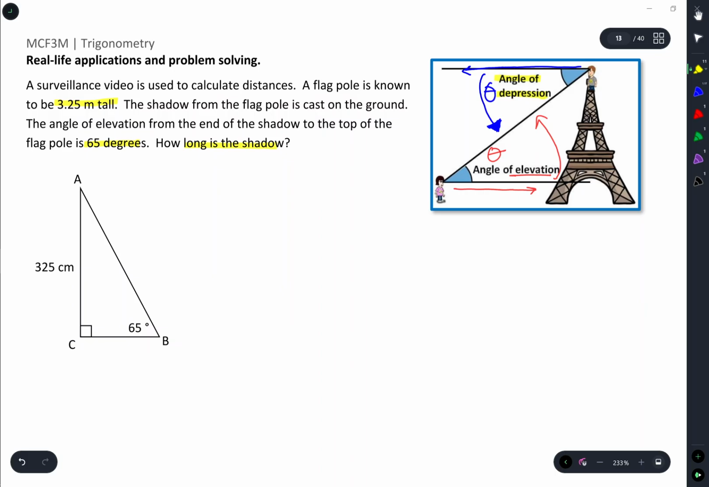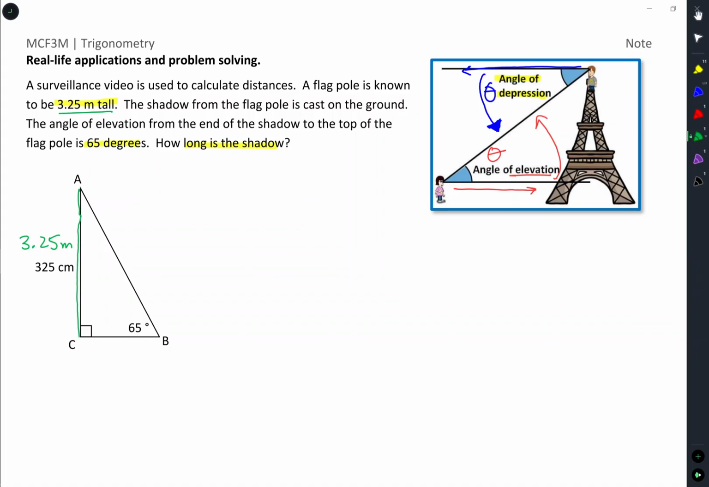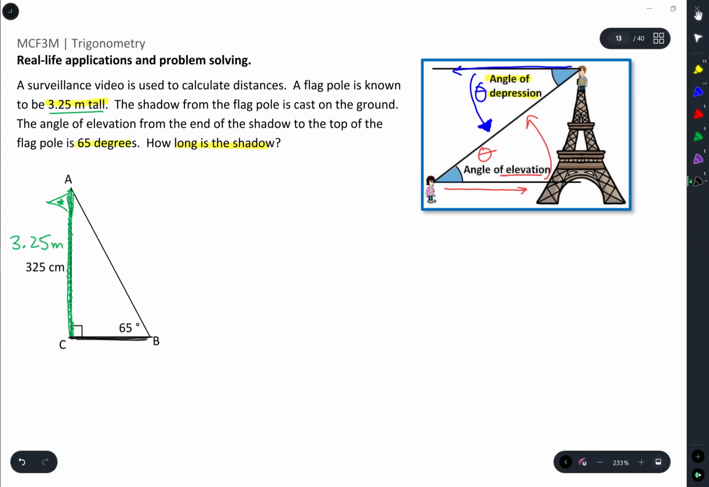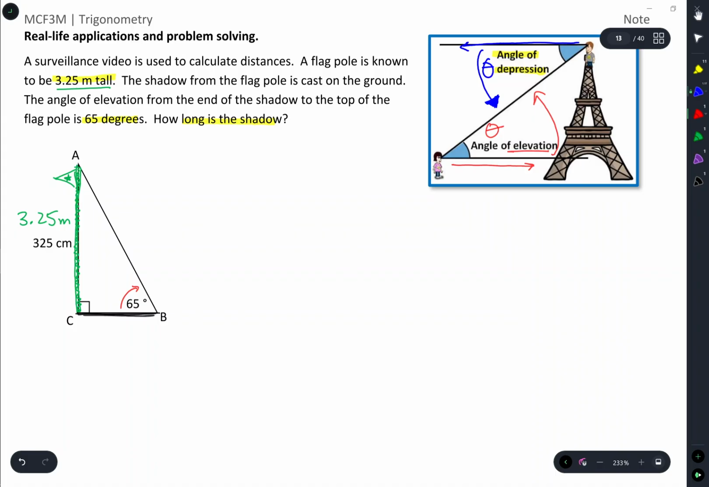So here's our sketch. It says that the flagpole is 3.25 meters tall. So that makes this vertical side of the triangle our flagpole. And in true Mario Brothers fashion, we will put up a little Mario flag. It also mentions that there's a shadow. So this is our shadow along the ground, along the bottom. And the angle of elevation, horizontally looking up, is the 65-degree angle. We want to know how long the shadow is, so how long this side is. We can call that side little a, because up top we have angle A.